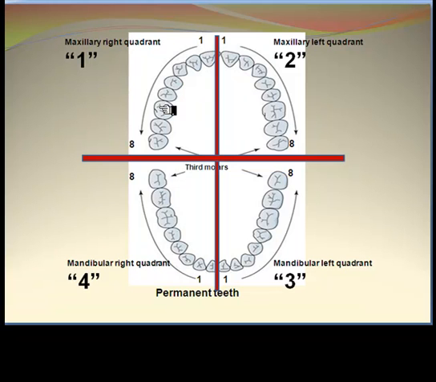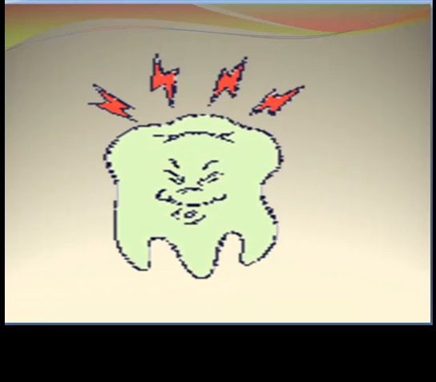Let's try again. Let's try to identify the lower left central incisor. Again, call out the quadrant 3. Central incisor is tooth number 1. So for the lower left central incisor, that will be 3, 1.